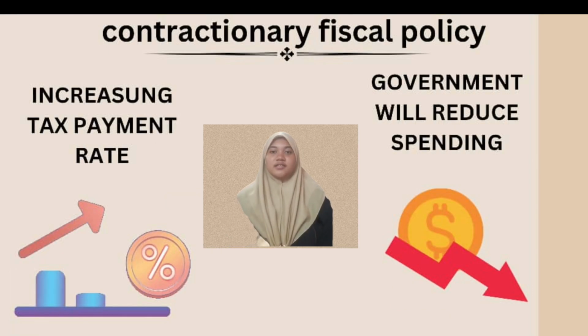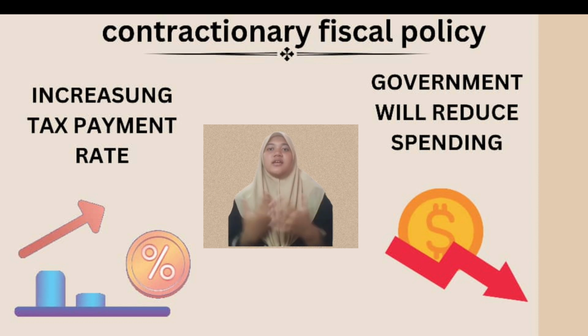First one is increasing the tax payment rate. It is used when the economy is experiencing an inflation problem, where the government will increase tax rates. The society needs to pay more taxes, so the disposable income decreases. After the disposable income decreases, it will affect the purchasing power of the community, where that purchasing power will decrease. It also causes demand for goods and services to decrease, and aggregate spending will also decrease.